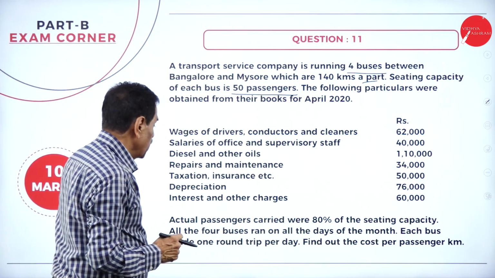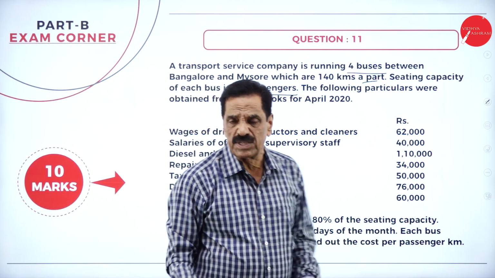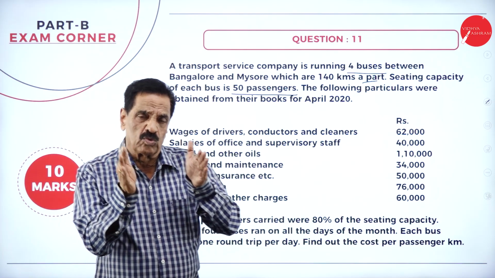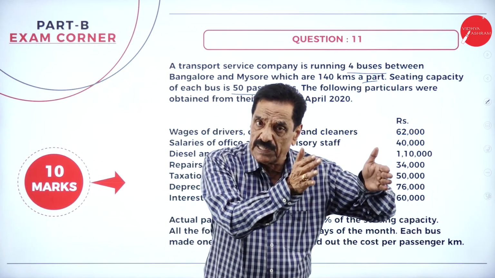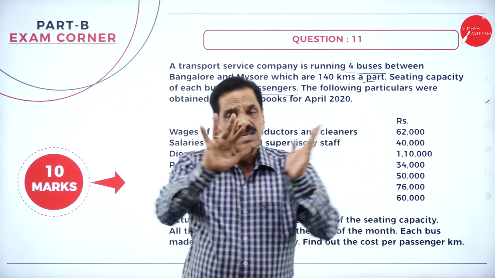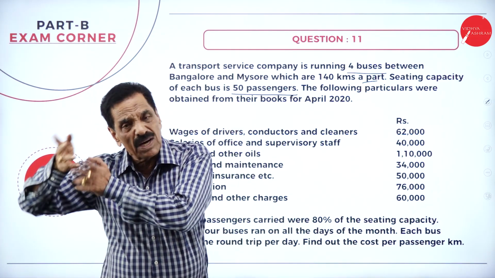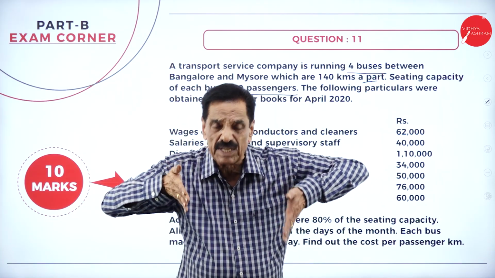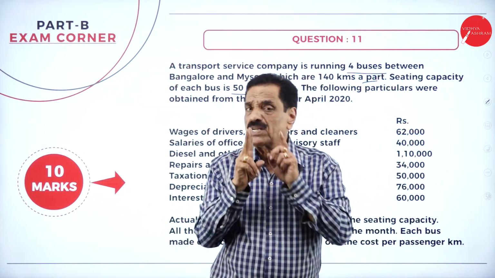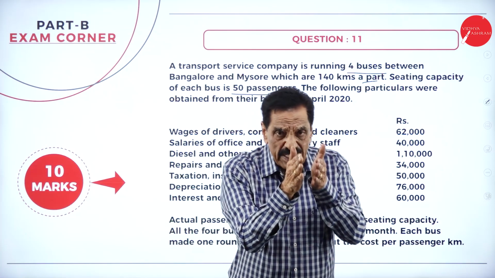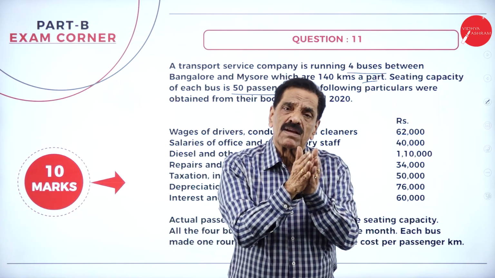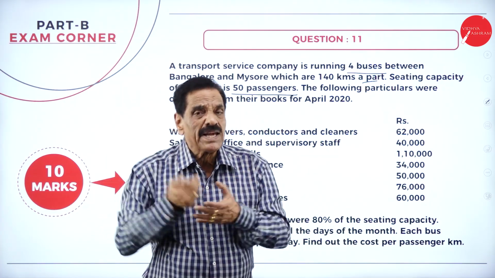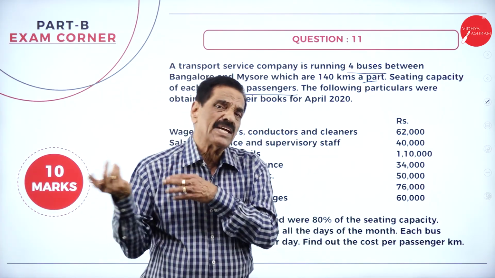So here in operating costing, all the expenditure has been divided into two groups. One is called fixed expenses or standing charges. Number 2 is variable expenses or running expenses. In operating costing, we divide entire expenditure into 2 groups. One is called fixed expenses, or we can say standing charges. Another is called variable expenses or running expenses.